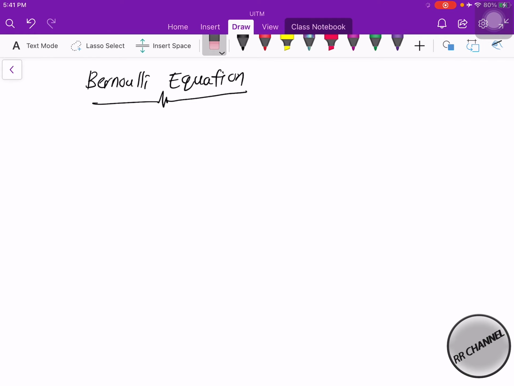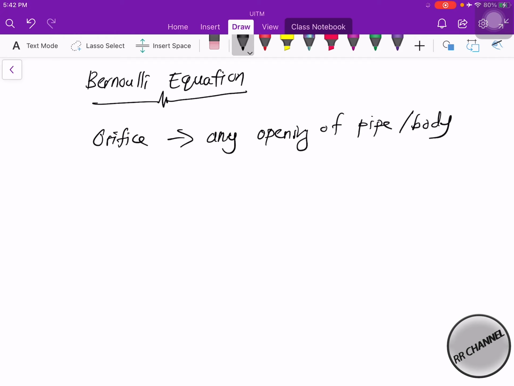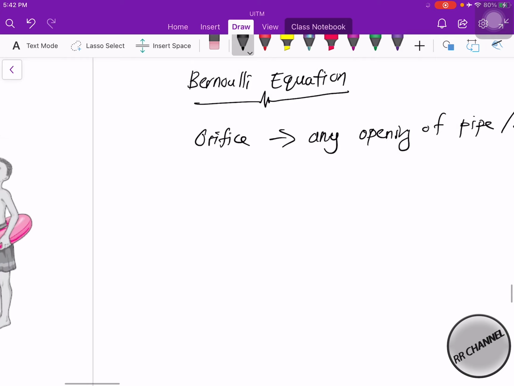In this video, we will apply the Bernoulli equation to an orifice. Orifice means any opening of a pipe or body. Okay, we will start with a simple example here.